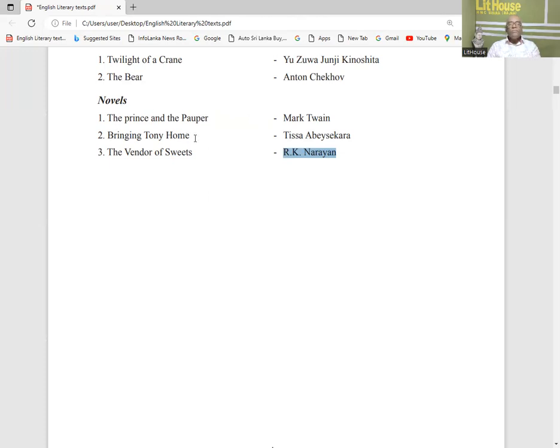Bringing Tony Home. Tisa Abesekara. Tisa Abesekara is a Sri Lankan writer. This is Tisa Abesekara's autobiography.